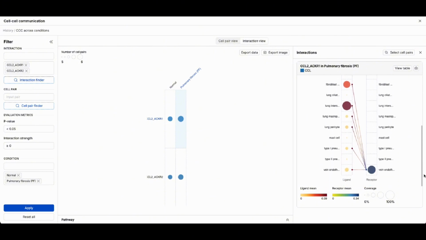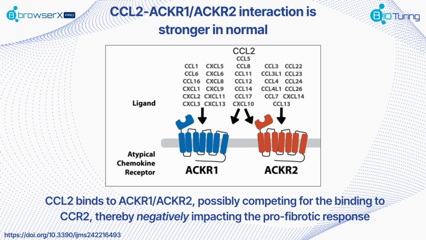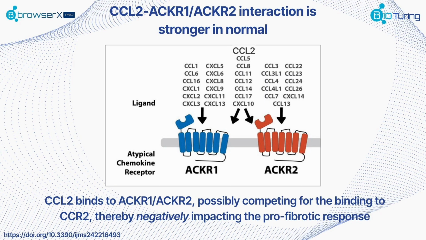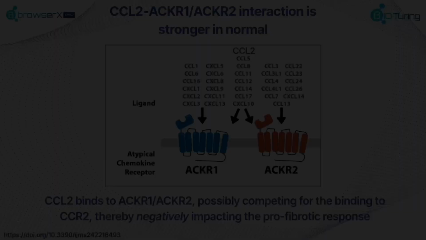Endothelial cells are the main receivers of CCL2 via the ACKR1 and ACKR2 receptors. These two are atypical receptors, meaning they do not function in initiating classical cell migration, such as in the case of CCL2 and CCR2. In fact, binding of CCL2 to ACKR1/2 may be competing for the binding to CCR2, thereby negatively impacting the overall pro-fibrotic and inflammatory response.